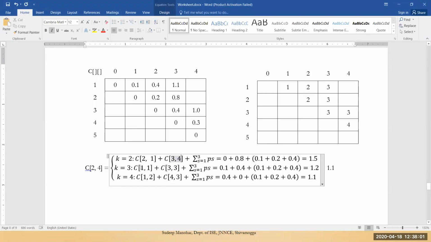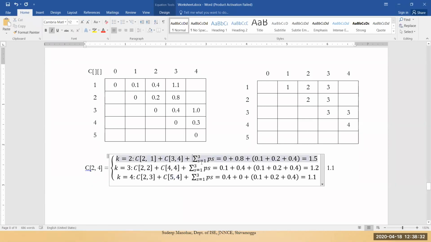Okay, similarly, I is 2, k minus 1 is also 2, k plus 1 is 4, j is 4. I is 2, k minus 1 is 4 minus 1, 3, k plus 1 is 5, and j is 4. Okay, this is done.